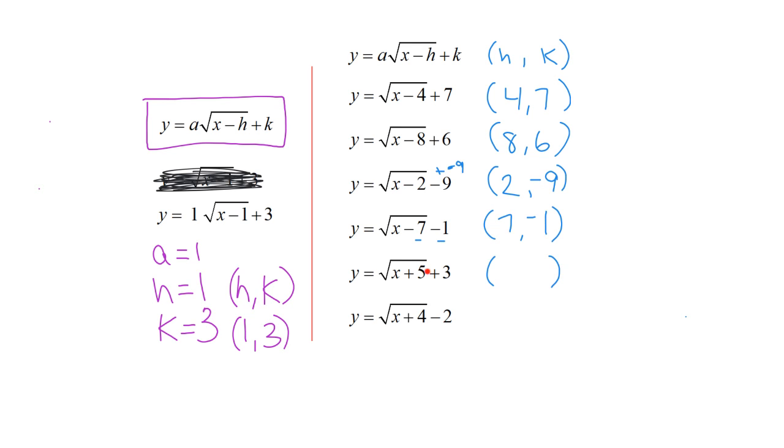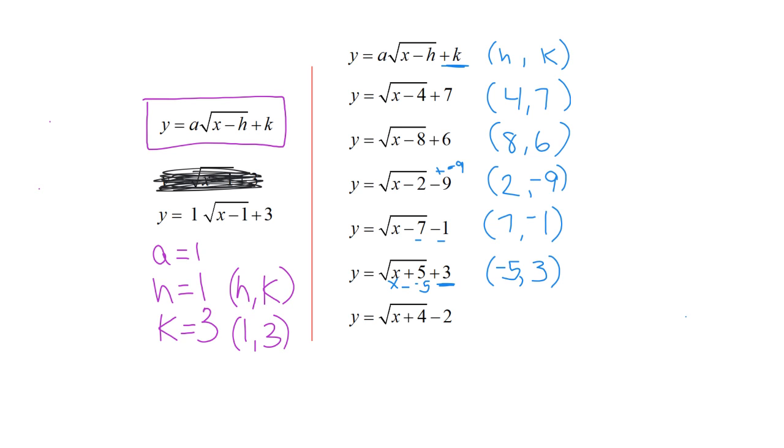Okay, so now inside the root is x plus 5. What's in the root is supposed to be x minus a number. It's x plus a number. So again, what we have to think about is that x plus 5 is another way of saying x minus negative 5. X minus negative 5, which means negative 5 is our h value. And then we have plus 3 out here. And plus 3, when it says plus k, well, that means the k value is 3.